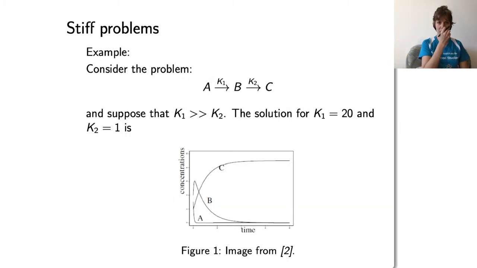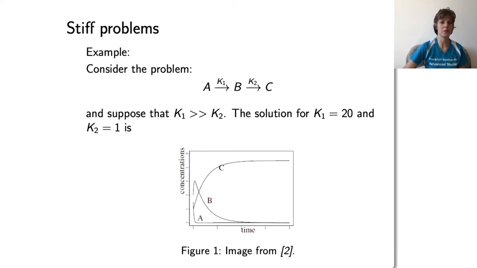So let's see some example. We have some component A transforming into B, which is transforming into C. But then suppose that K1 is way smaller than K2. So in the beginning, A is quickly transforming into B. But then for B to transform into C, it will be slower, okay? So it means that the time scales of the reactions are different from each other.